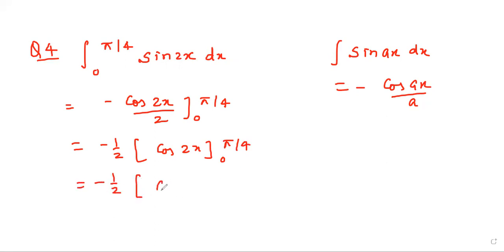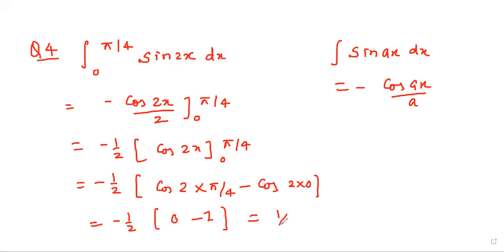Minus 1 by 2 into cos 2 times pi by 4 minus cos 2 into 0. This will be cos pi by 2, which is 0, and cos 0 is 1. So from here, we will get 1 by 2. Let's go to question number 5.